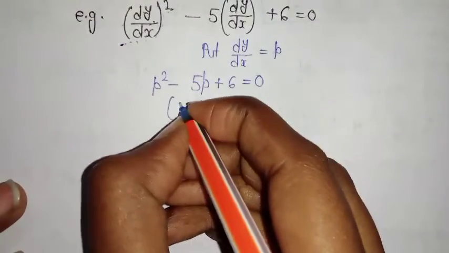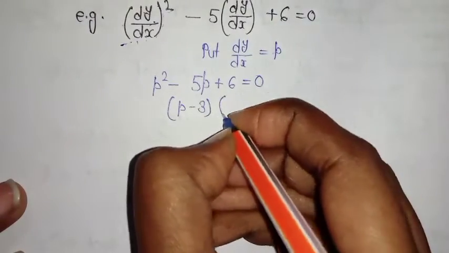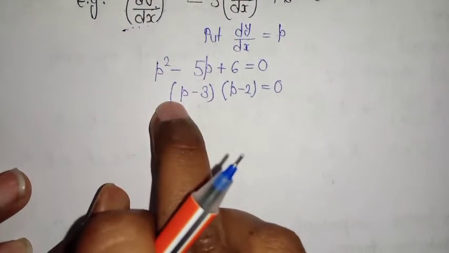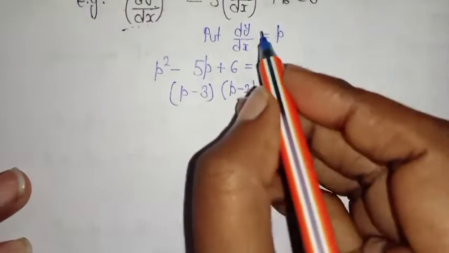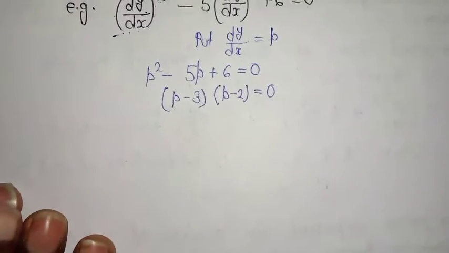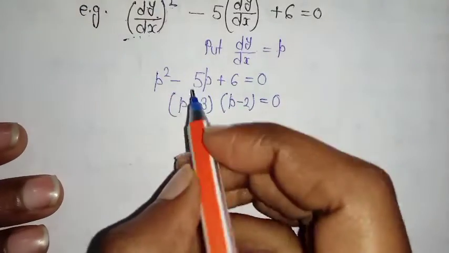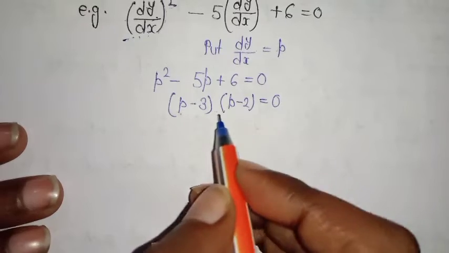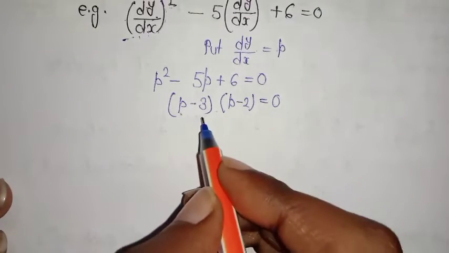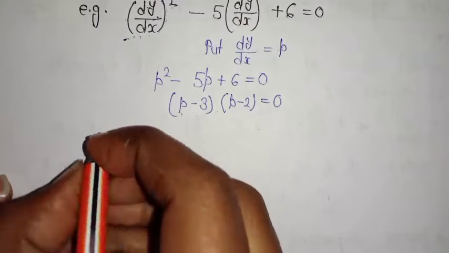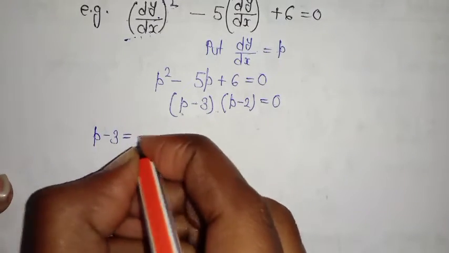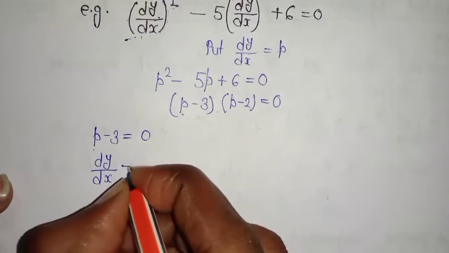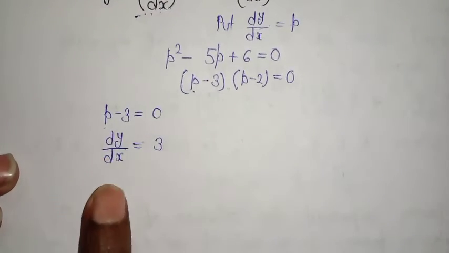If we factorize it, we can easily get p minus 3, p minus 2 is equal to 0. As I told you, this p is equal to dy by dx. So we will equate each term to 0, because if the product of two functions is equal to 0, then it is necessary that one of the functions is 0. So if we take p minus 3 as 0, then p is equal to dy by dx, and taking 3 to the right side, dy by dx is equal to 3.